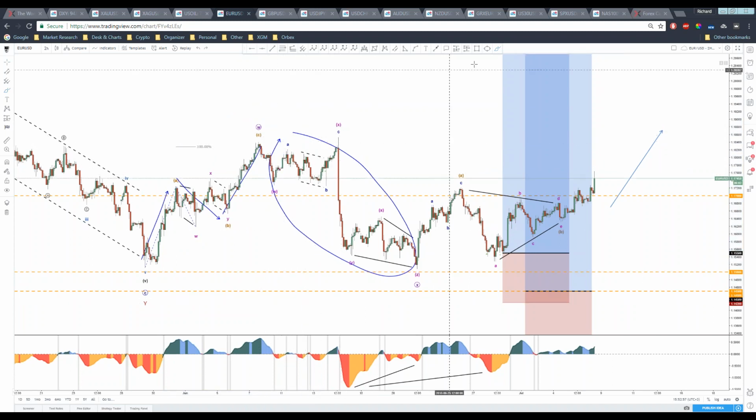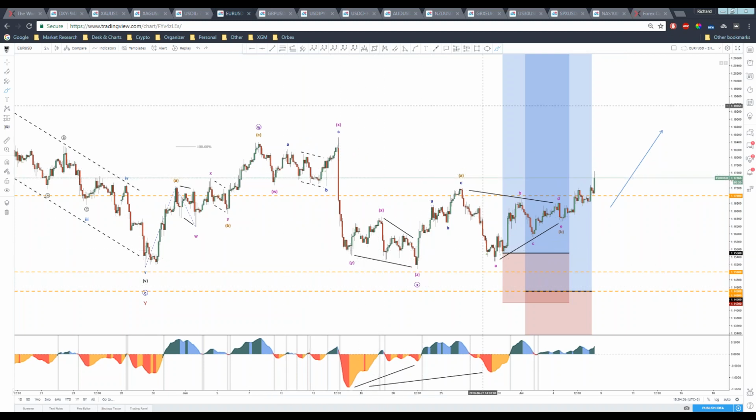The problem was it didn't go in an impulse. It went on still correcting. And this is a very complex structure, by the way. It's a triple three, this WXYXZ. But knowing this, they did not go in an impulse.